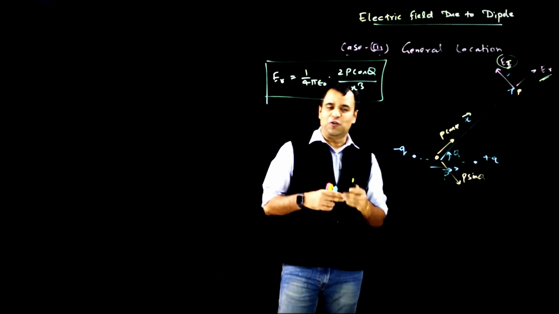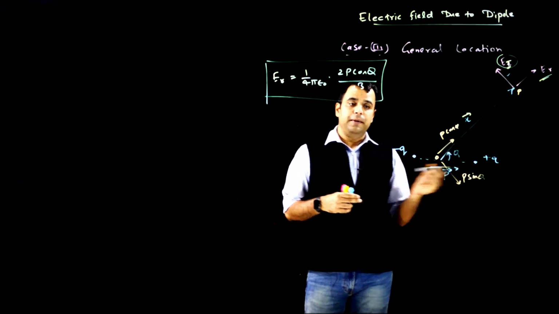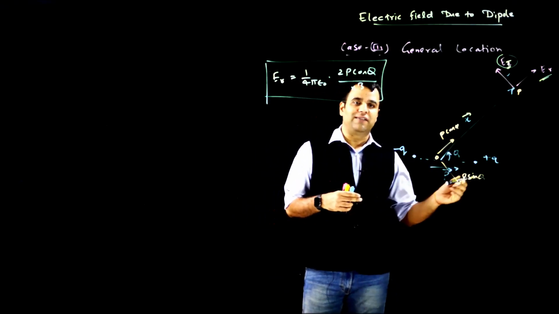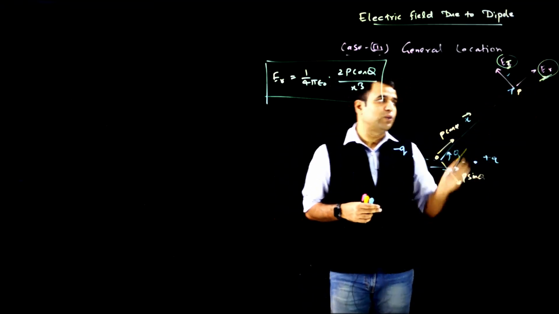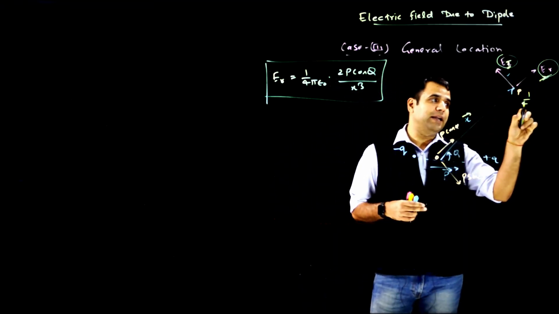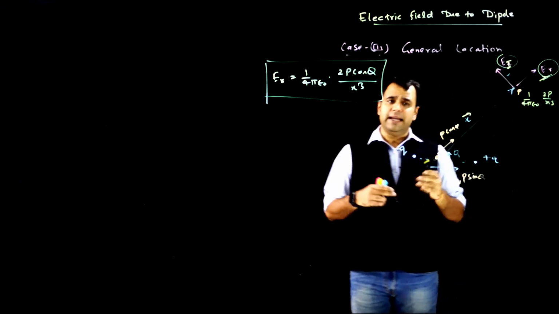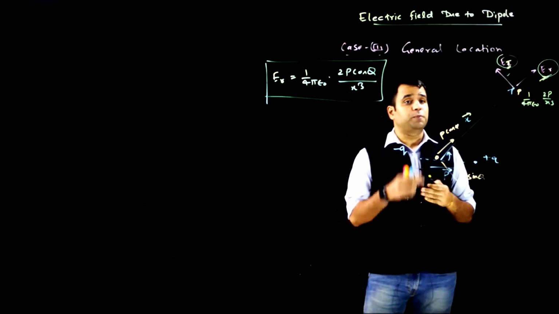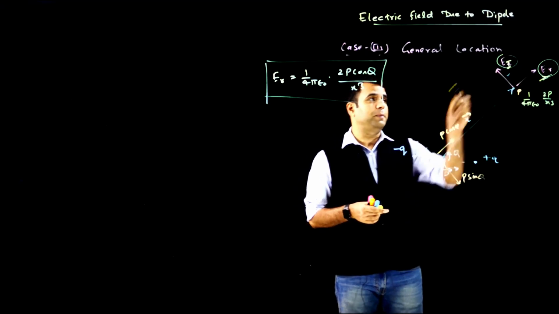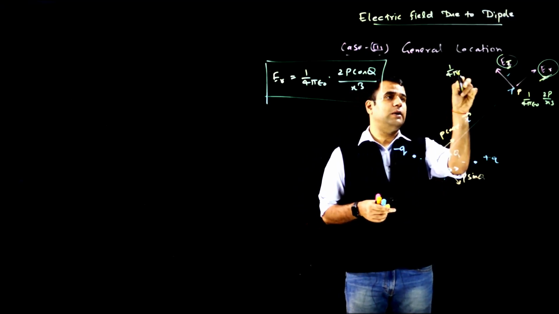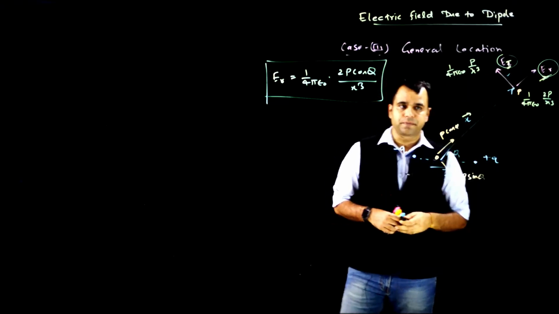So see, we have two formulas in two cases. In one case, when the electric field came along the position vector, we had a formula for that. That was 1 upon 4 pi epsilon naught, that was a constant, 2p upon x cube. And the second case was when the electric field was perpendicular to the position vector. That was the case when we were calculating it along the perpendicular bisector. Then the formula was 1 upon 4 pi epsilon naught, p upon x cube.